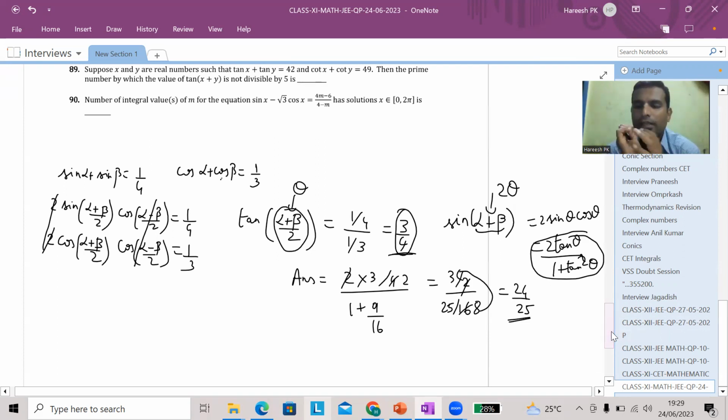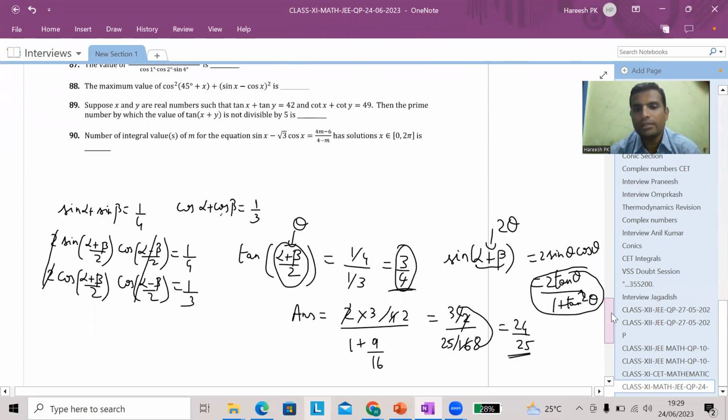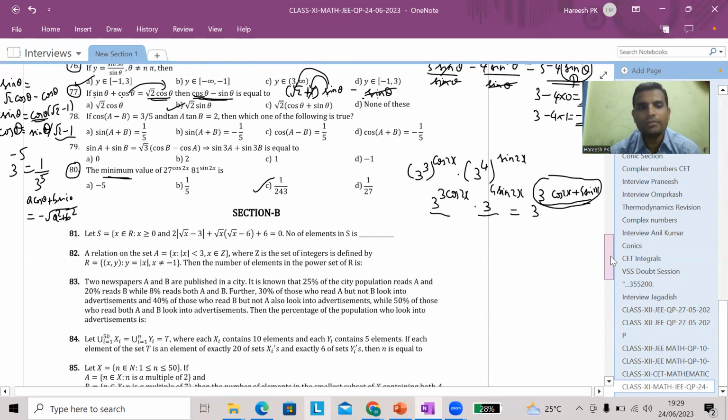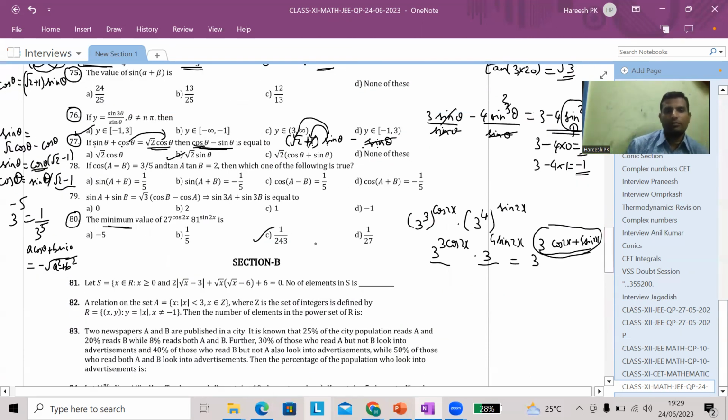So what is the key point here? You should be able to understand tan of alpha plus beta by 2, which I know now. With that, how to get sine of alpha plus beta? So use the sine 2 theta formula in terms of tan. So the answer is 24 by 25. Is this an option?